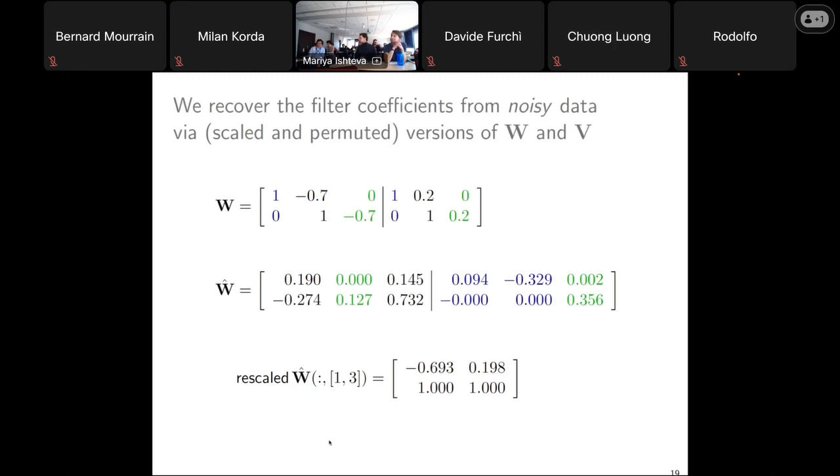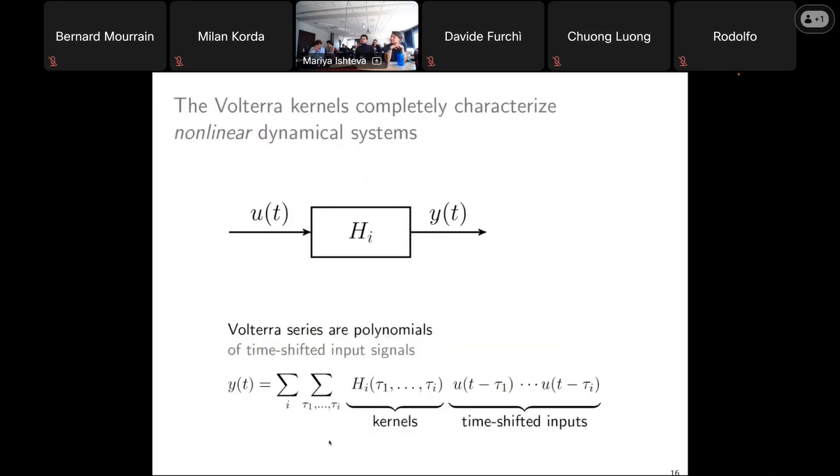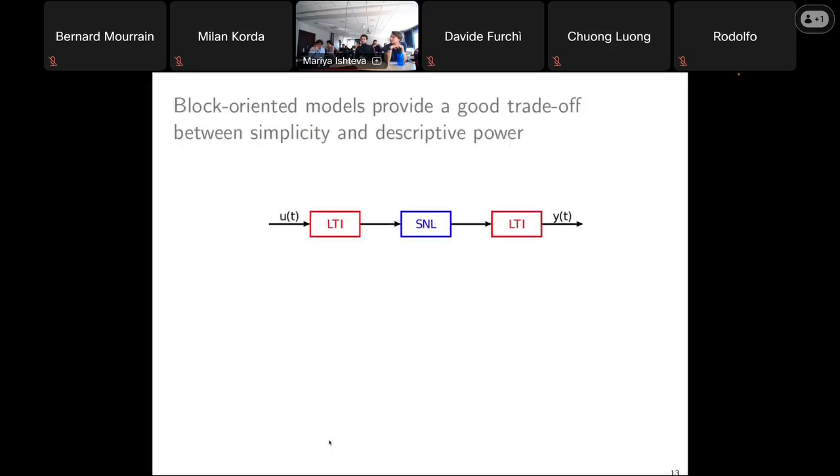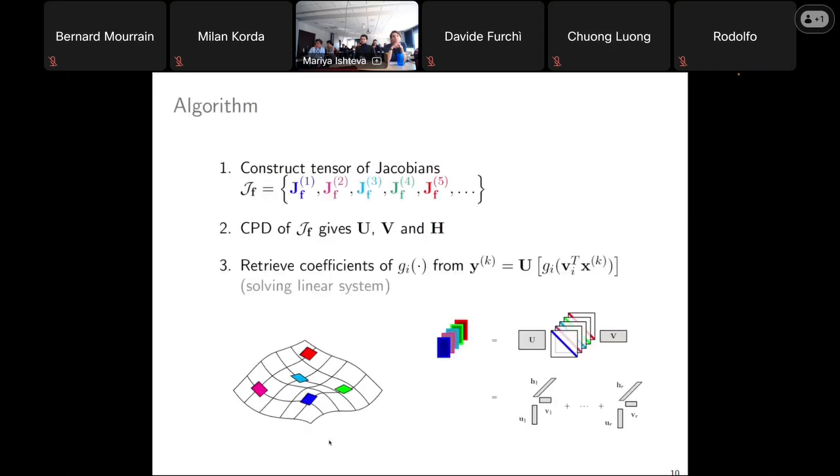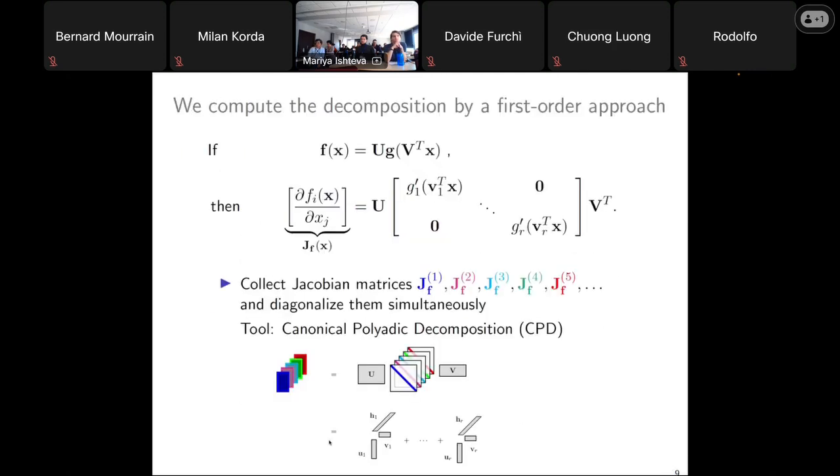Yes, Bernard? So in the joint diagonalization, do you do a direct eigen computation, or some iterative improvement? We don't have any contribution in computing the tensor decomposition. Which tool do you use? Well, we come from Leuven, so we use TensorLab, which is MATLAB. Which function?